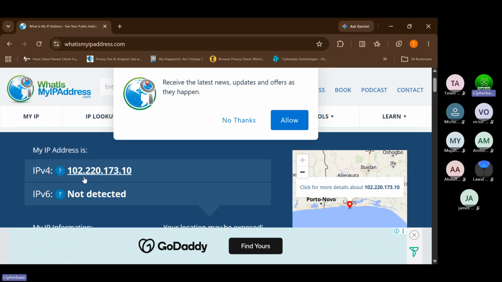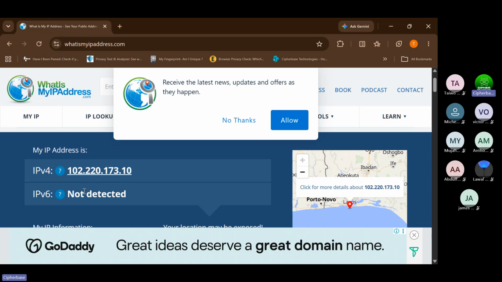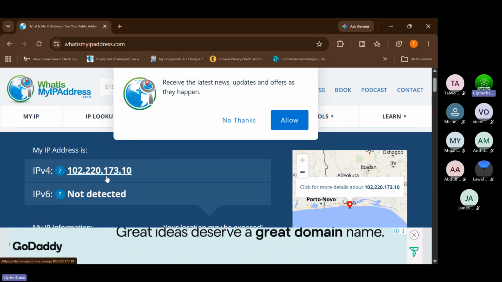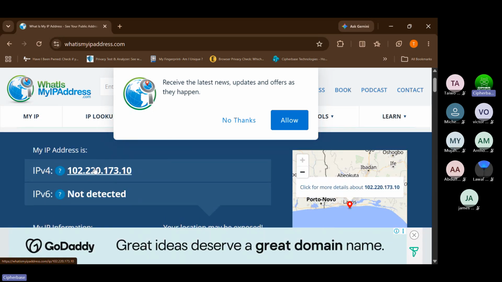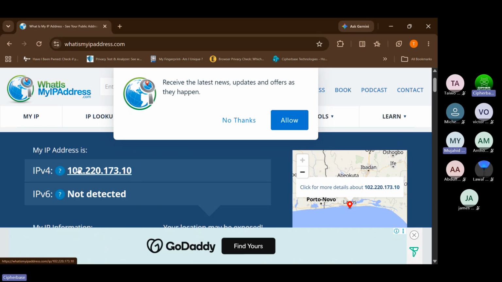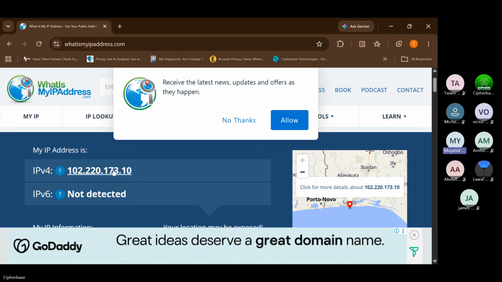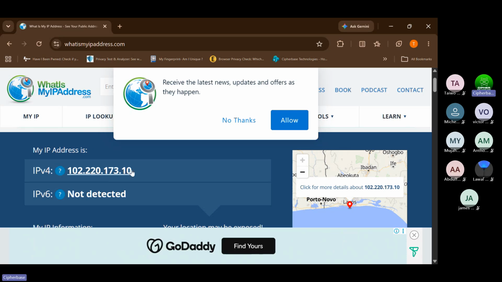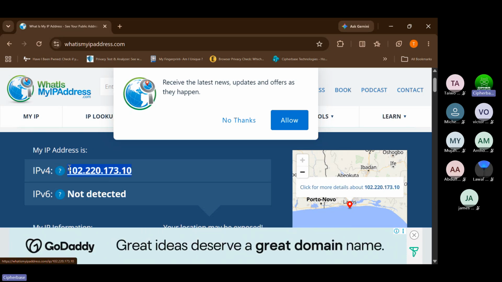102.220.173.10, as you can see from here. So this one is no longer a private IP, it's a public IP address. Yours might be different from this. Your own might be different. This one is a private IP address. This one is a public IP address. Let me just copy it now to compare with what we just discussed here.